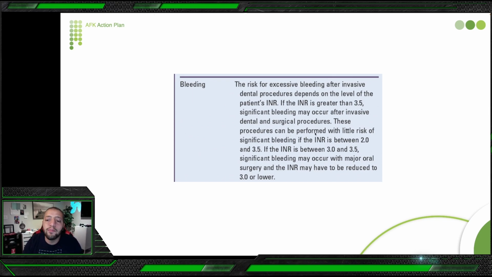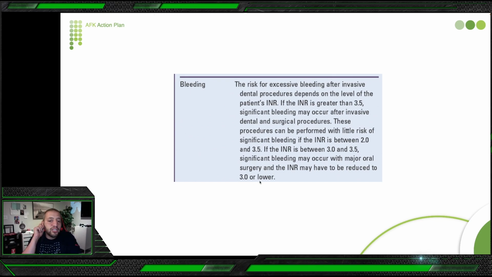These procedures can be performed with little risk of significant bleeding if INR is between 2 and 3.5. So we conclude that dental surgical procedures, even if invasive, are safe to be done if your patient's INR is between 2 and 3.5. But if the INR is between 3 and 3.5, which is included in this range, significant bleeding may occur with major oral surgery, and INR may have to be reduced to 3 or lower.